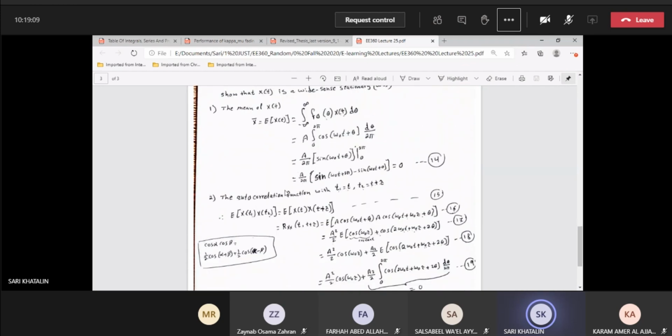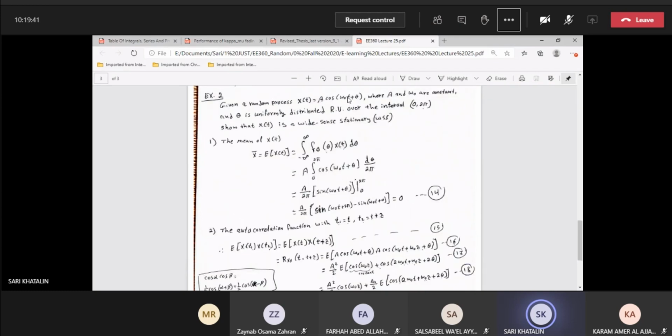So in this case, we replace t1 and t2 with t and t plus tau, where tau, like we said before, is the difference between the two times, t1 and t2. So the expected value, which is the definition of the autocorrelation, is going to be equal to x of t times x of t plus tau. Now we replace x of t with this function right here, and of course, the second part is going to be with t plus tau, as shown in equation 16.